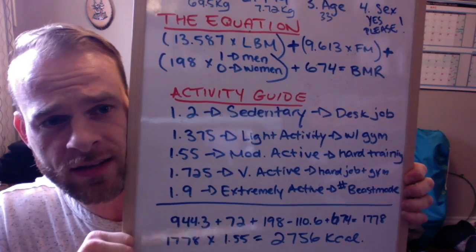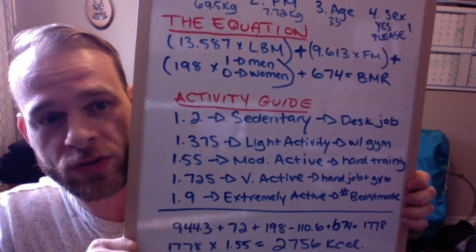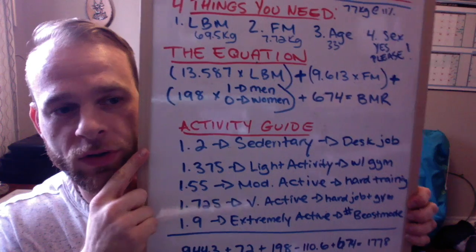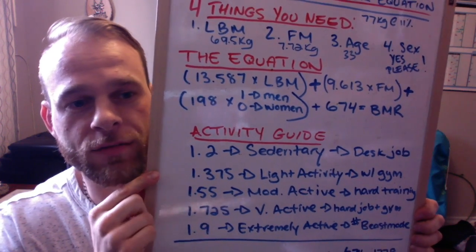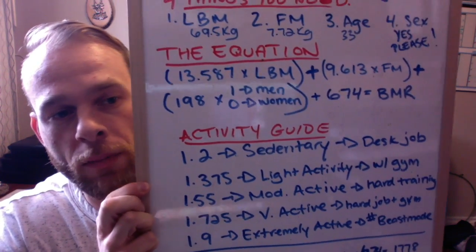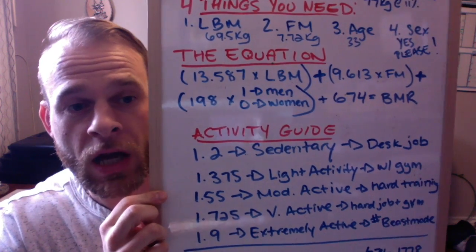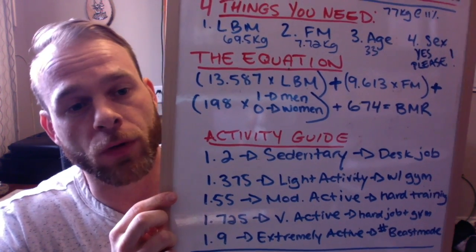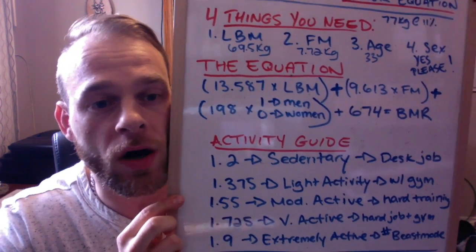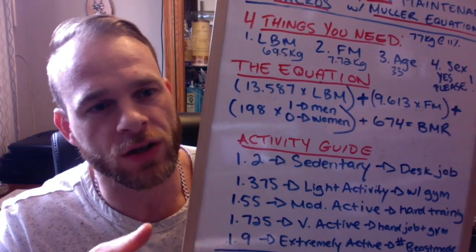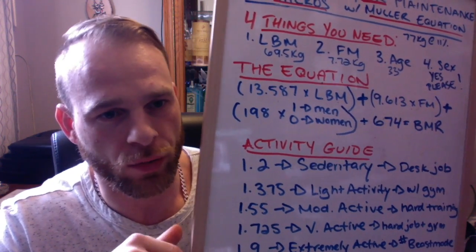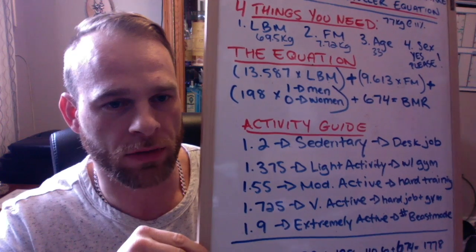If you're sedentary, like a straight-up desk job and not training, you take your basal metabolic rate that we calculated and multiply it by 1.2. If you're lightly active, say you have a desk job but go to the gym a couple days a week, multiply by 1.375. If you're moderately active, say you have a desk job but go hard in the gym, multiply by 1.55. That also applies if you train regularly and have a job with a lot of light walking through the day, like in a warehouse.